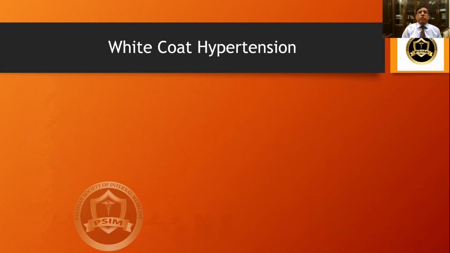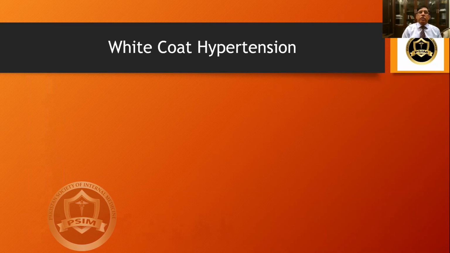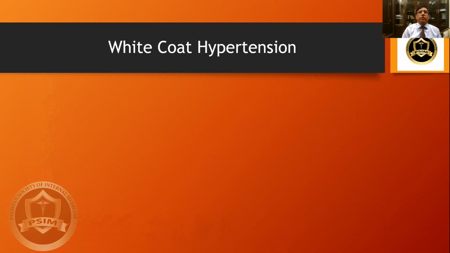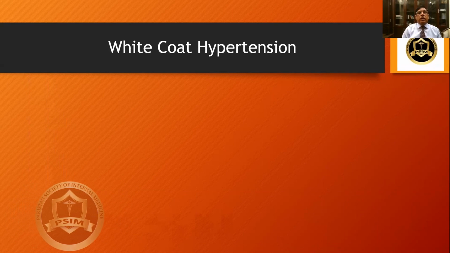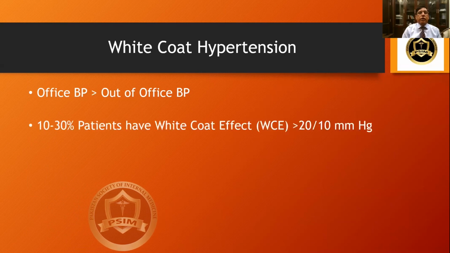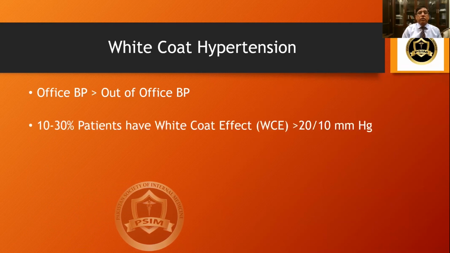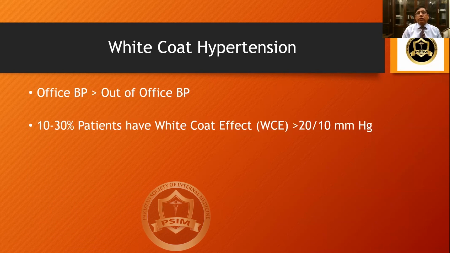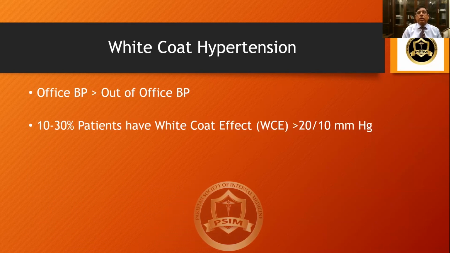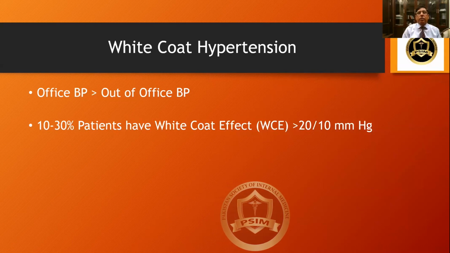Why do we need to do this home monitoring and ambulatory monitoring? That's because of 2 things. One is the white coat hypertension phenomenon, which means that the office BP may be more than the out of office or home blood pressure. 10 to 30% of patients have a white coat effect, and the difference may be as high as 20 millimeters of systolic and 10 millimeters of diastolic.